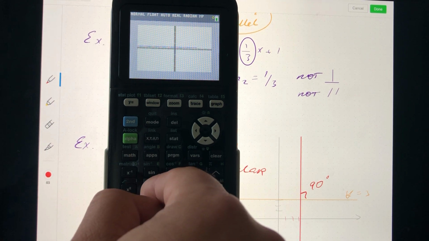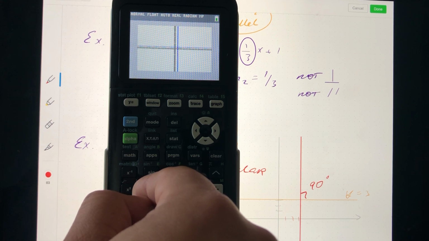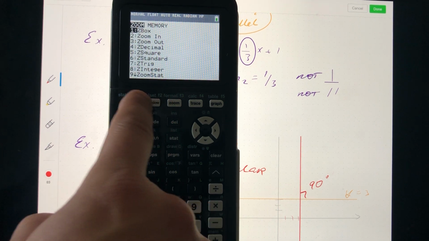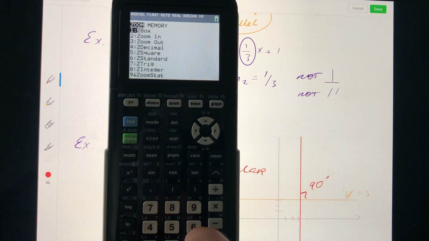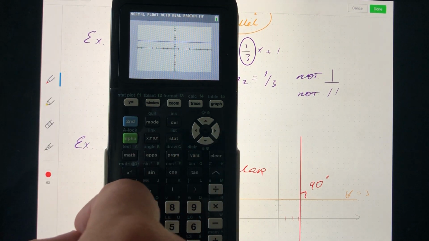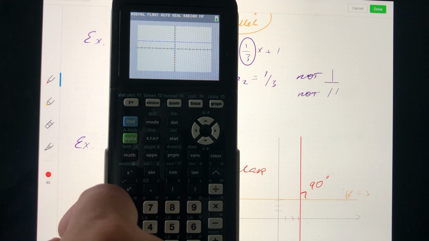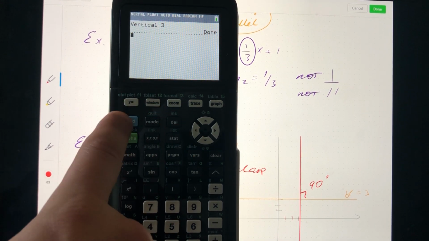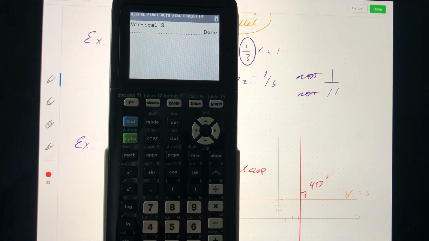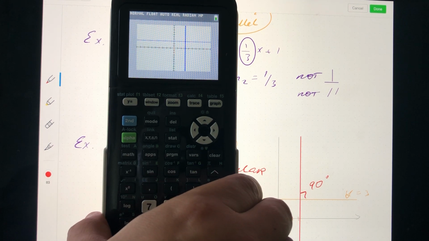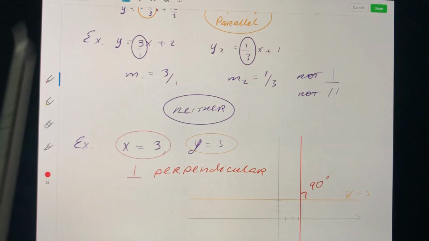Here's the horizontal and vertical. Now I need to change the window back to original. So zoom, choice 6, goes back to the standard window from -10 to 10. So here's what it should look like. Horizontal through 3, and then I forgot to put the vertical each time. So vertical through 3. So here is what it looks like with a calculator, and we can visually see that the lines are actually perpendicular to each other.